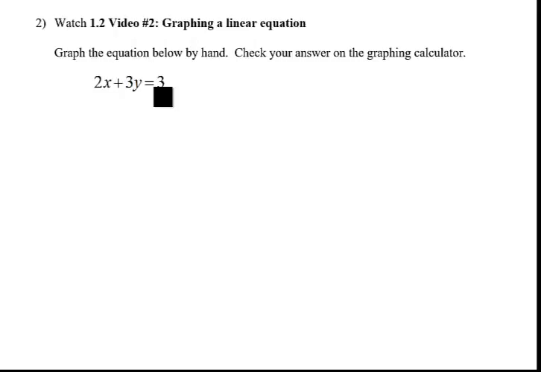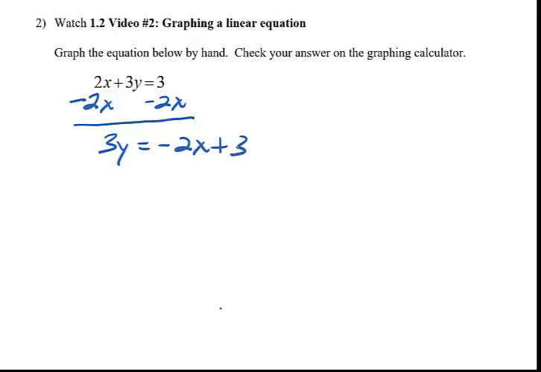The first step is that it's helpful to put the equation in that good y equals mx plus b format, which basically just means solve the equation for y. It looks like it'll take me a few steps to do that. The first thing I'll do is subtract 2x from both sides. That leaves me with 3y equals negative 2x plus 3. I'm just trying to isolate the y.